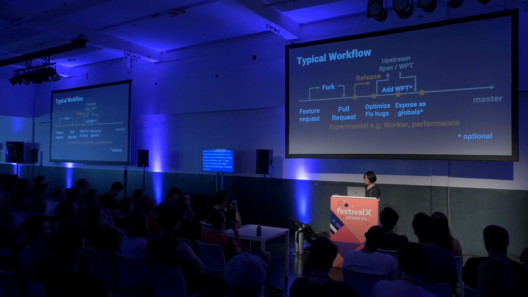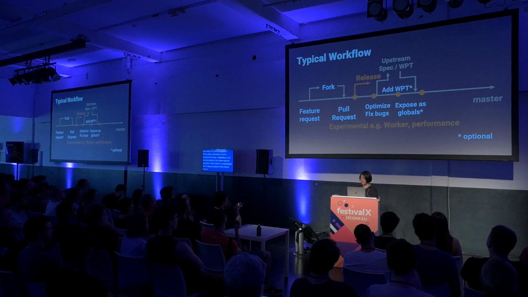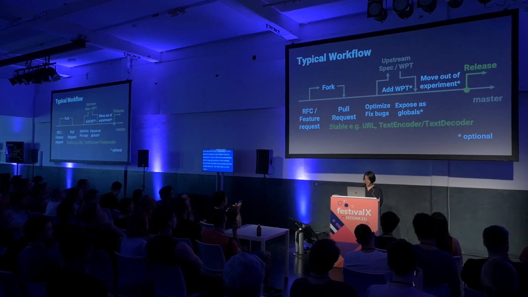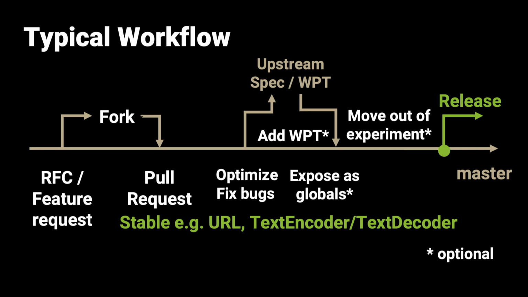At this phase, the feature is still in experimental status. Depending on the release schedule, this feature may be released to users while it is experimental, and it may get updated in the release branch with patches backported from the master branch. So this is the current status of web workers and the performance timing API. Eventually, this feature would be, or it is supposed to be, moved out of experiment and becomes a stable feature. This is the current status of the URL and encoding implementation.